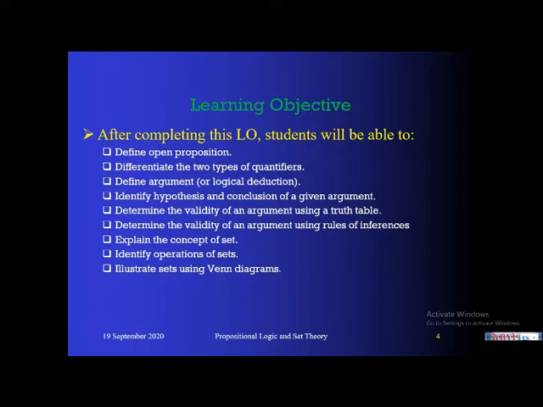By the way, students, after completing these chapters, you will be able to define what it means open proposition. You will be able to differentiate the two types of quantifiers. You will be able to define argument or logical deduction. You will be able to identify hypothesis and conclusion of a given argument. You will be able to determine the validity of an argument using a truth table, and you will be able to explain the concept of set, identify set operations, and illustrate sets using a Venn diagram.